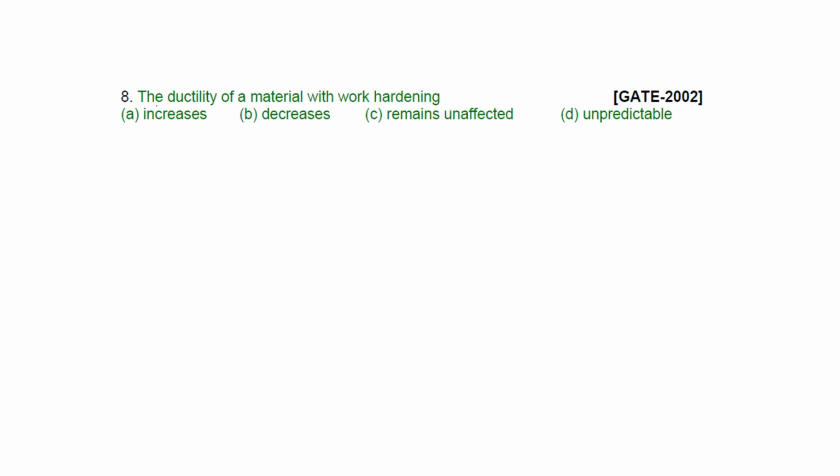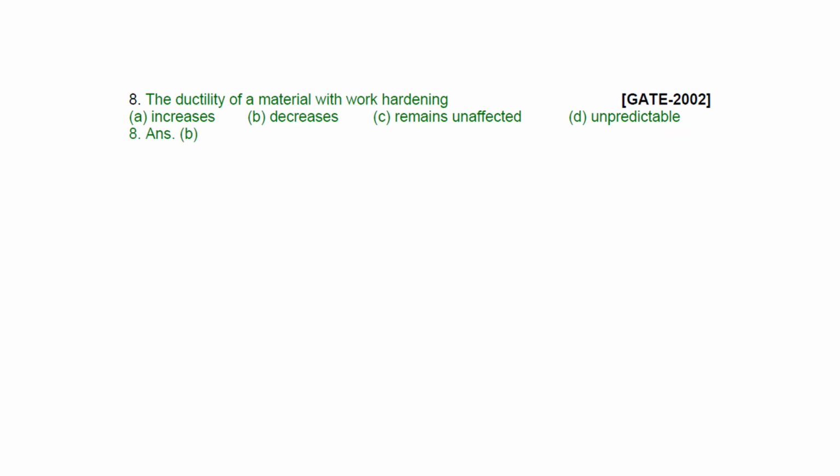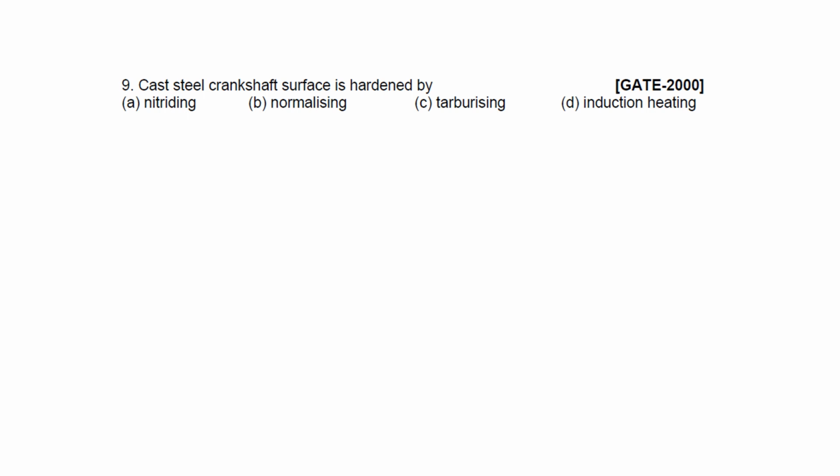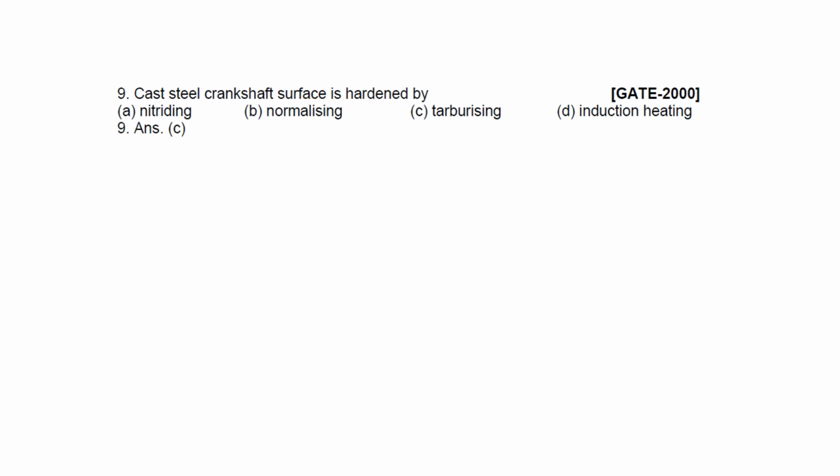Next question: the ductility of a material with work hardening increases, decreases, remains unaffected, unpredictable. This is actually B, decreases. The ductility of material with work hardening decreases. Next, a cast steel crankshaft surface is hardened by nitriding, normalizing, tuftriding, induction heating. See, this is a GATE 2000 question. This is actually C, tuftriding.